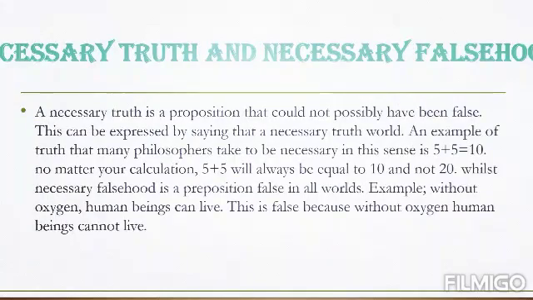Let's move on to necessary truth and necessary falsehood. A necessary truth is a proposition that could not possibly have been false. This can be expressed by saying that a necessary truth is true in all possible worlds. An example that many philosophers take to be necessary in this sense is 5 plus 5 is equal to 10. No matter your calculation, 5 plus 5 will always be equal to 10 and not 20. Whilst a necessary falsehood is a proposition false in all worlds. Example, without oxygen, human beings can live. This is false because without oxygen, human beings cannot live.